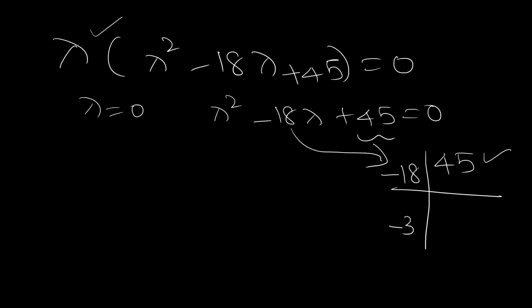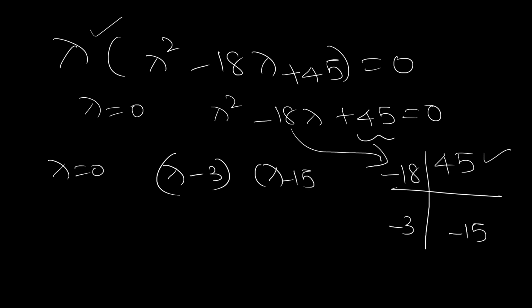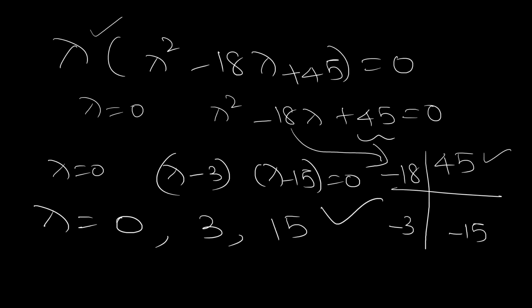That is minus 3. And what is the next root? Can you guess? Minus 15. So if I multiply, I'm getting plus 45. If I add, I'm getting minus 18. So here I can write this as lambda minus 3 into lambda minus 15 is equal to 0. So lambda is 0, 3, 15. So this is the cubic equation, and we got three values.